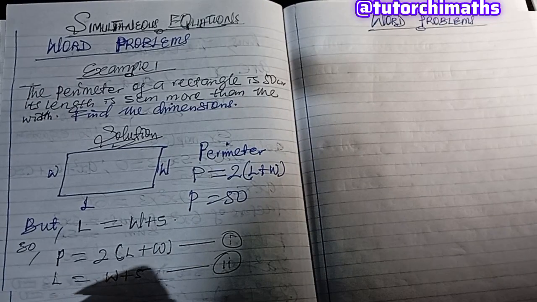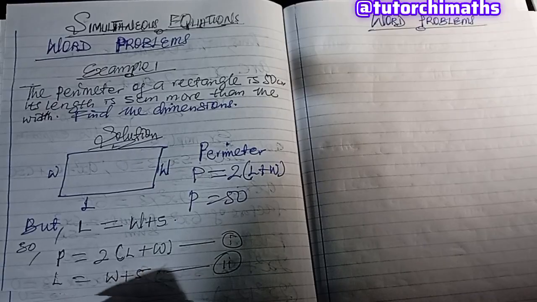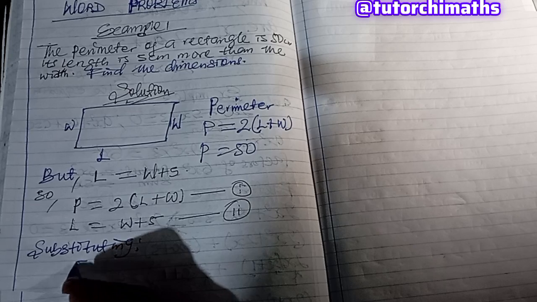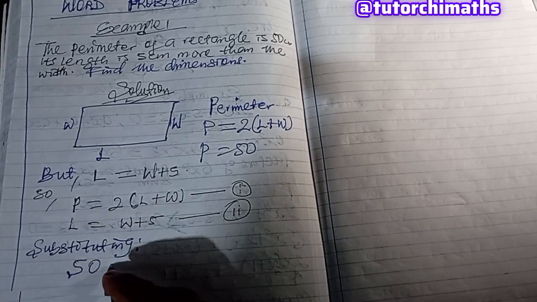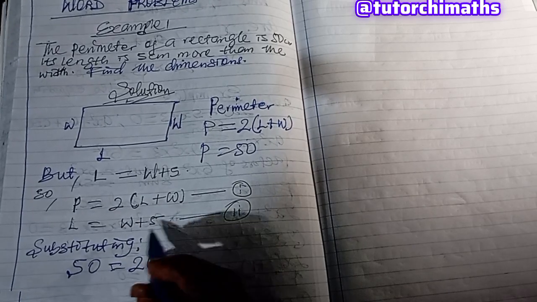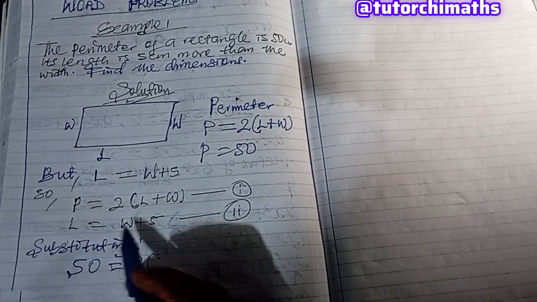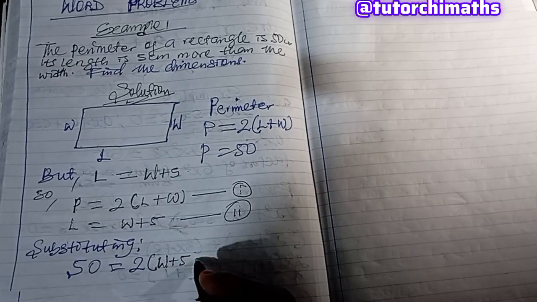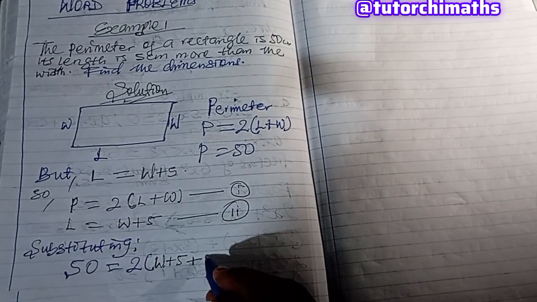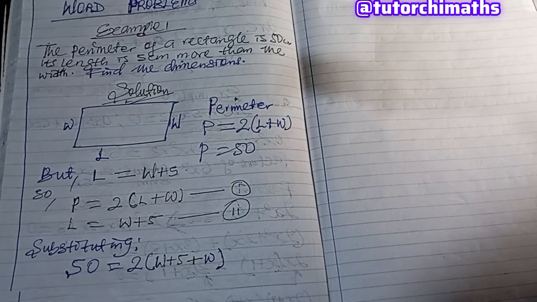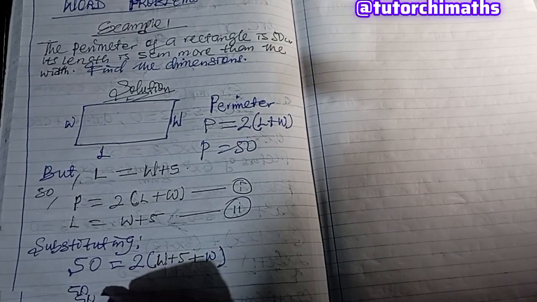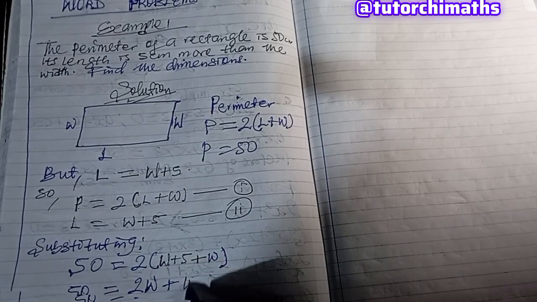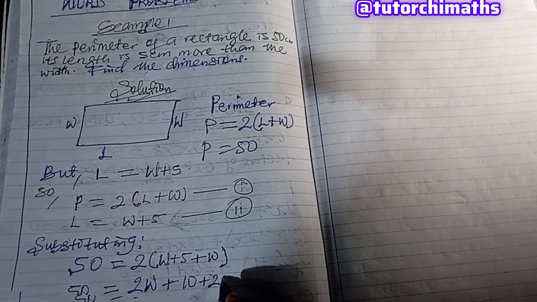Substituting, you have 50, which is this P, equal to 2 brackets. Now, instead of writing L, we are going to substitute the value of L. What is the value of L? The value of L is W + 5, then plus this W here. Then close it. Simplifying further, we have 50 equals 2 times W is 2W, 2 times 5 is 10, and 2 times W is 2W.